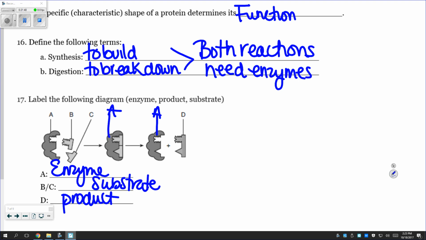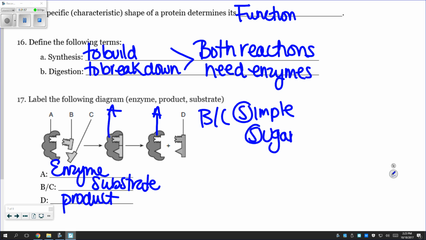Sometimes they'll say like, hey, if B and C are a simple sugar, then what's D, the product? Pardon the interruption. D, then, what is that going to be? Well, that's bonding two simple sugars together. If you bond two simple sugars together, remember, that's going to be starch. I saw a lot of that mistake on the quiz. It was the opposite way, but it was still a mistake.